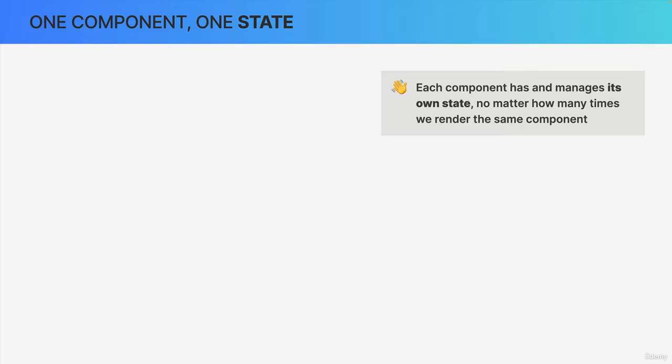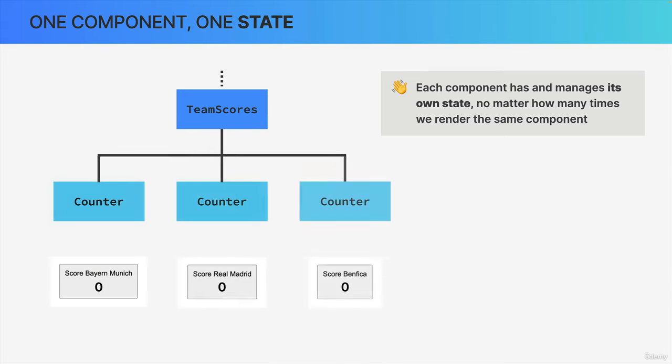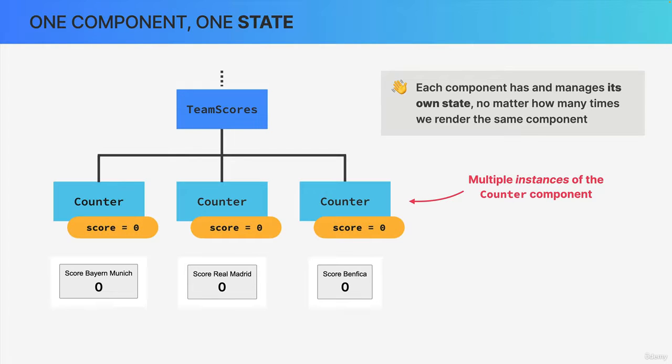So, even if we render the same component multiple times on one page, each of these component instances will operate independently from all the other ones. So, in this example, the three counter components all start with a piece of state called score, which is set initially to 0. Then, if one of the buttons is clicked, that increases the score by 1 for each click, but only in that component. The state in all the other components stays the same.